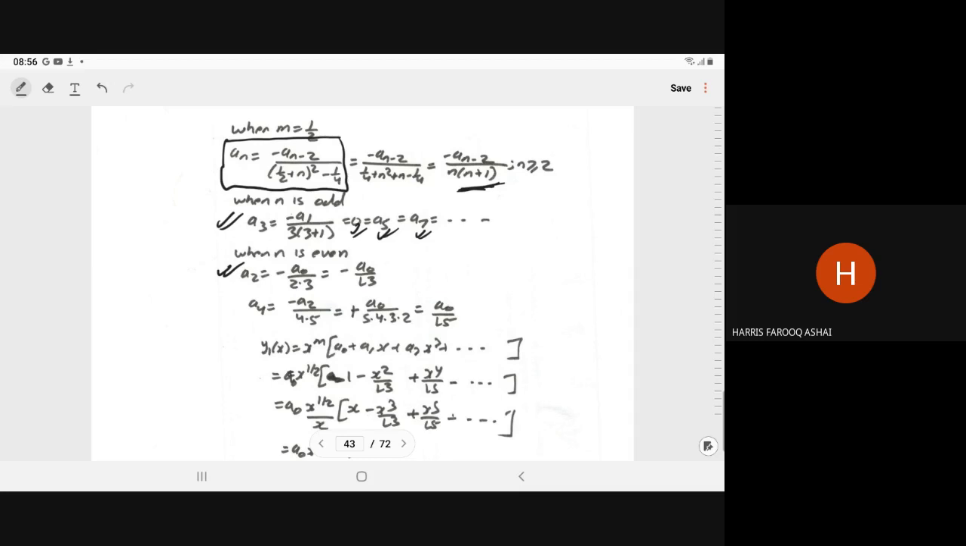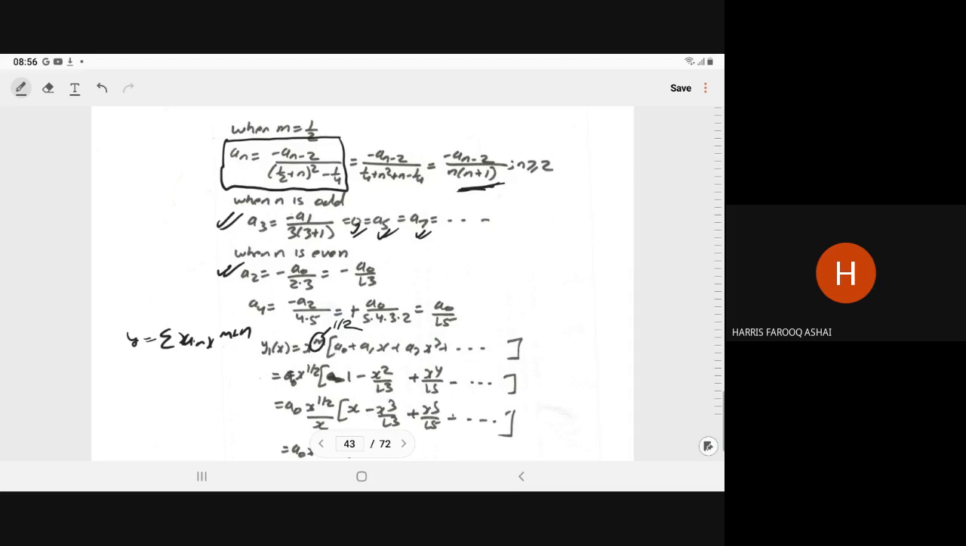So what is the Frobenius series solution? y is equal to summation an x to power m plus n. So that we have written here, y is equal to x to power m into (a naught plus a1 x plus a2 x square and so on). So just put m is equal to half, and a naught you can take common. So inside the bracket you will get 1 minus x square upon factorial 3 plus x to power 4 upon factorial 5 and so on.